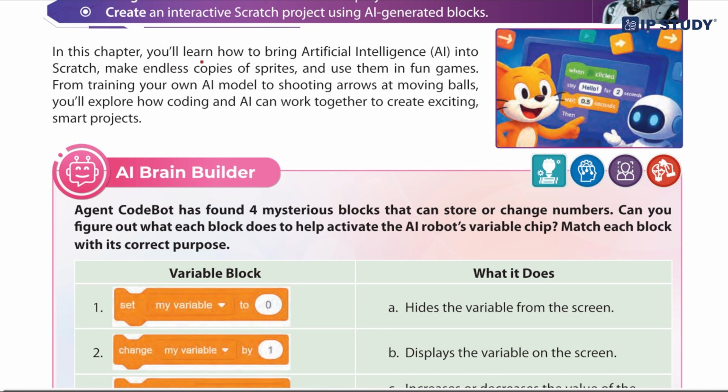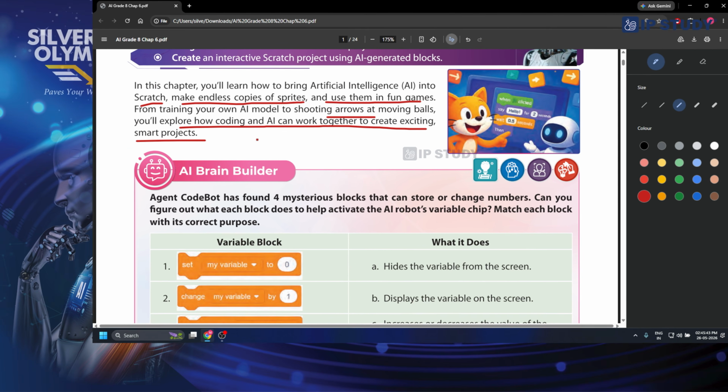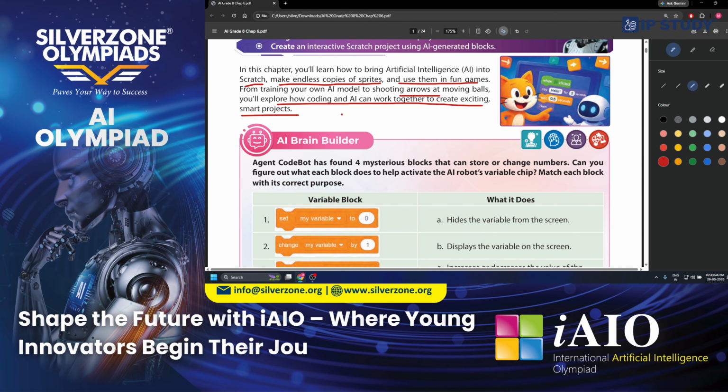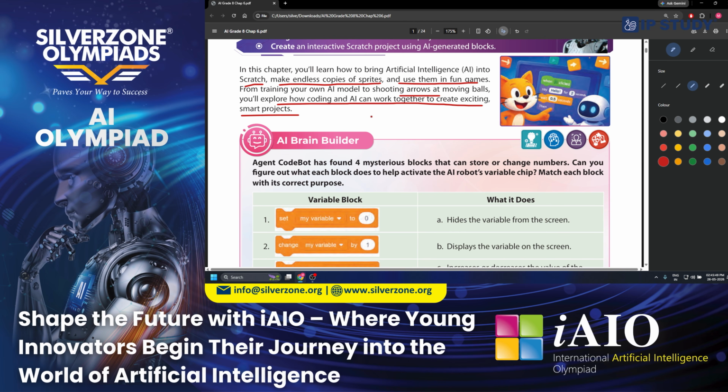In this chapter, we are going to learn how to bring artificial intelligence into Scratch, make endless copies of sprites and use them in fun games. We are going to create a fun game, create copies of a sprite, and implement artificial intelligence into Scratch. From training your own AI model to shooting arrows at moving balls, you will explore how coding and AI can work together to create exciting smart projects. So, we are going to implement AI and also the code in Scratch so that we can create some exciting smart projects.